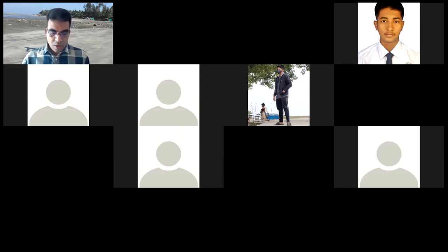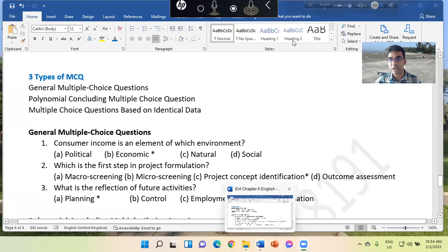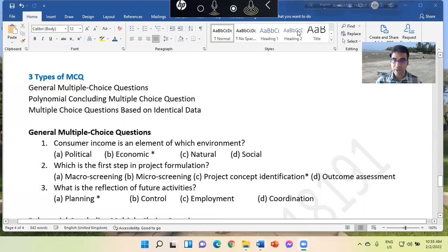Okay, next question has been given. Number 3 types of MCQ, multiple choice questions based on identical data. অভিন্ন তথ্যের উপর 2টি প্রশ্ন থাকবে, have to answer on this stem, same stem.